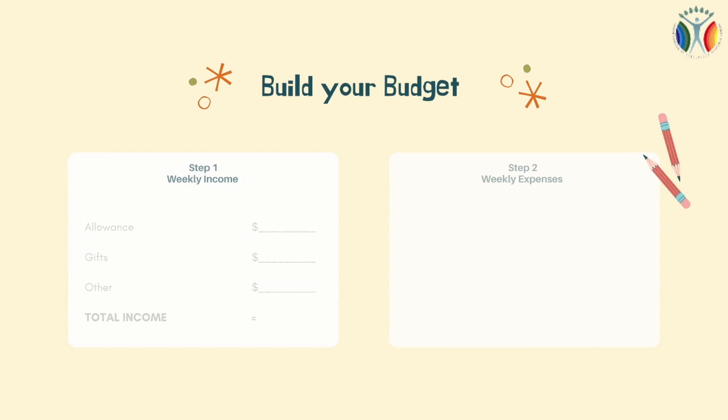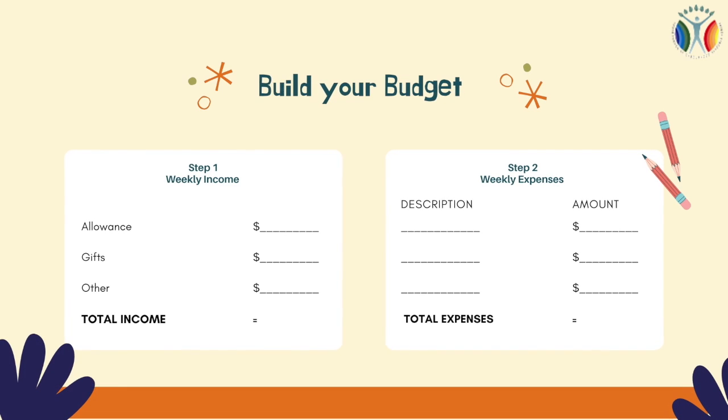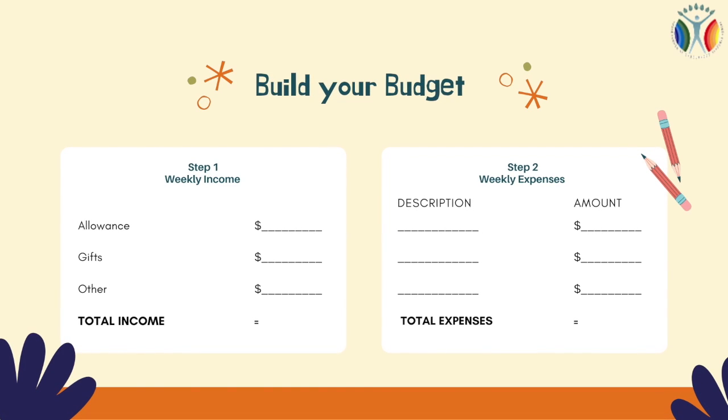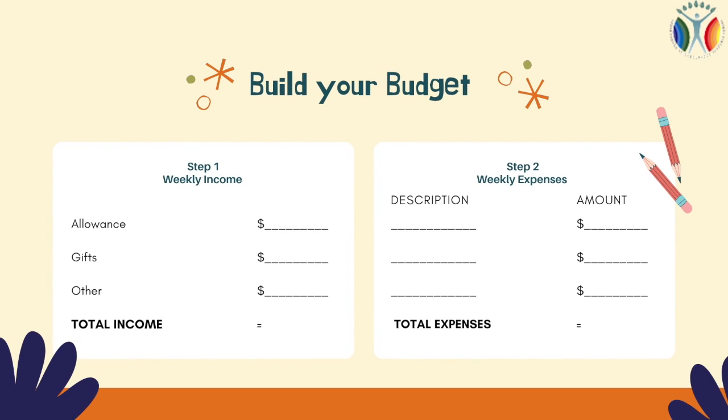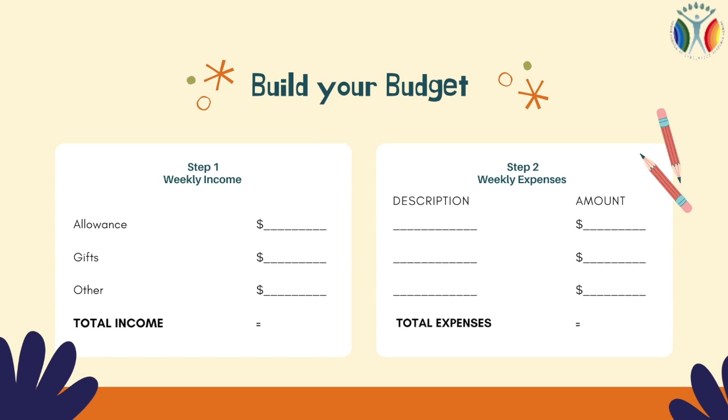Here are 2 steps you can use to build your budget. Step 1 would be coming up with your weekly income. I sorted it out through allowance, gifts, and other, and then at the bottom you total your income. Step 2 would be your weekly expenses. You would describe the expense and the amount, and then at the bottom you would calculate your total expenses.